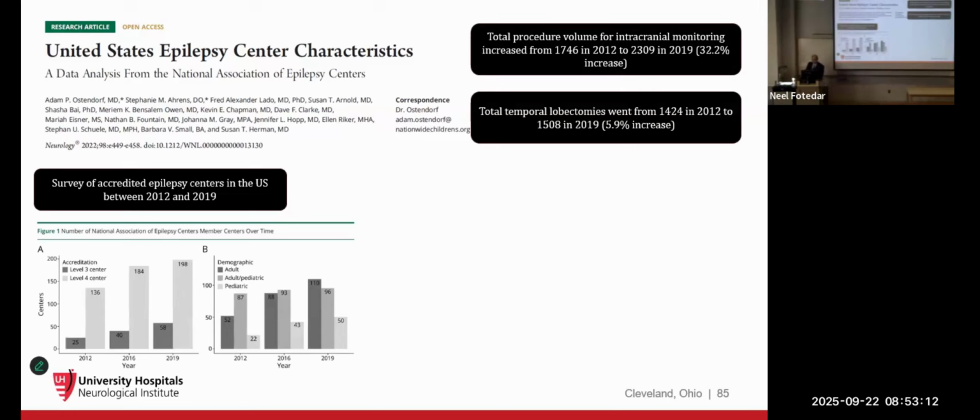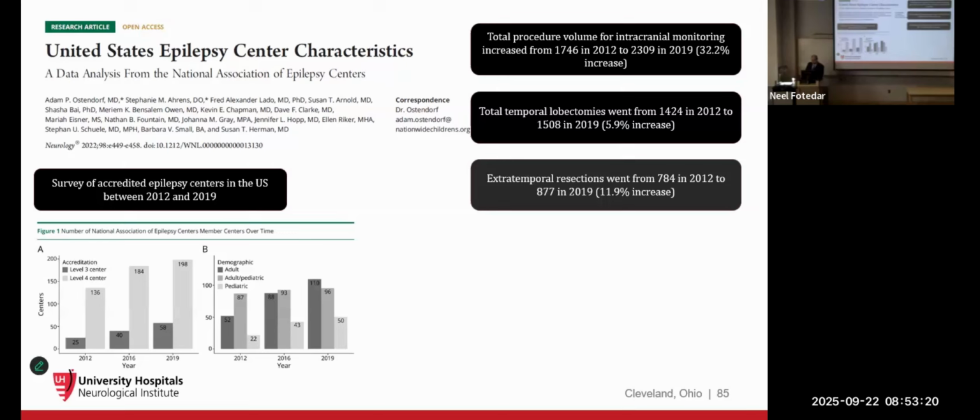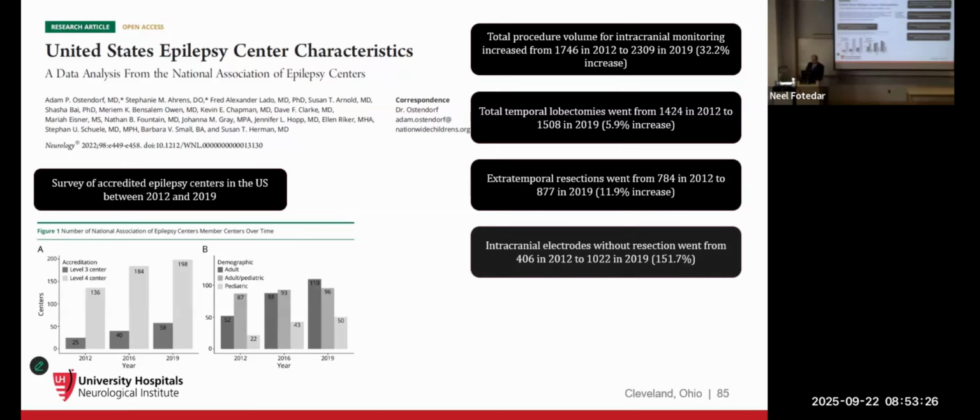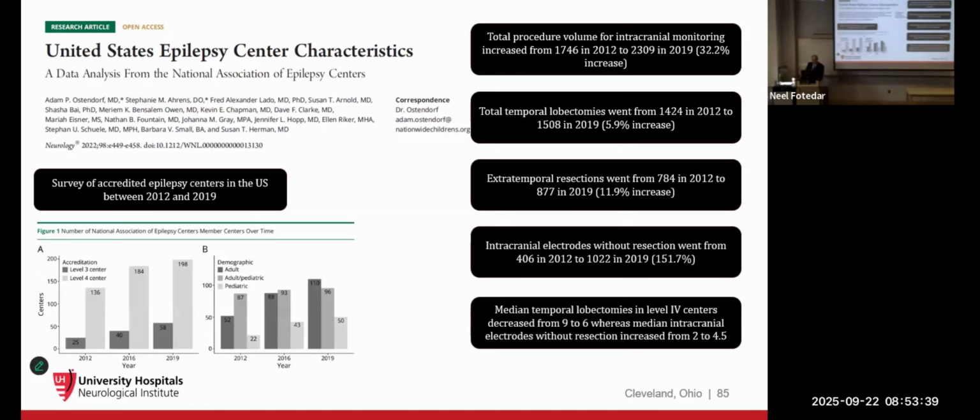Temporal lobectomies went from 1424 to 1508, so only a 5.9% increase. So you can see the discrepancy there. Extratemporal resections went from 784 to 877, so only an 11.9% increase. Intracranial electrodes without resection went from 406 in 2012 to 1,022 in 2019, so a 151% increase in intracranial EEG recording without doing a resective surgery. Median temporal lobectomies in level 4 centers decreased from 9 to 6, whereas median intracranial electrodes without resection increased from 2 to 4.4. So we're doing more intracranial EEG, we're doing fewer surgeries, we're doing fewer resections.